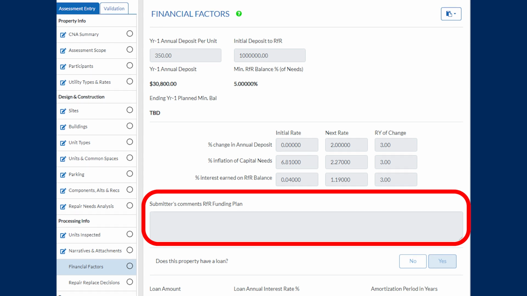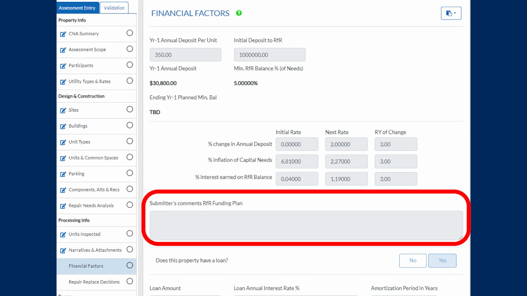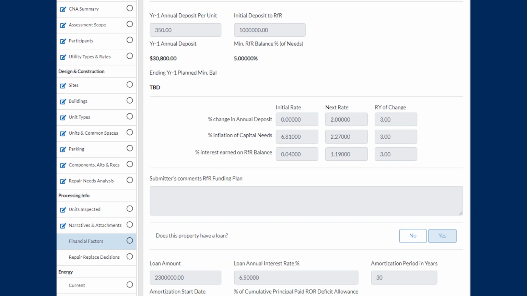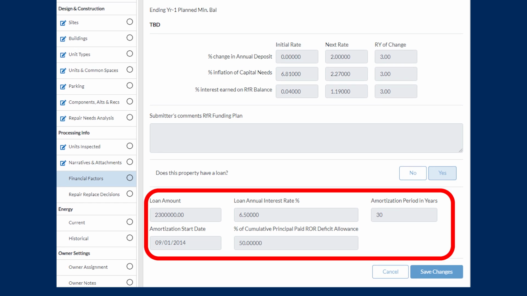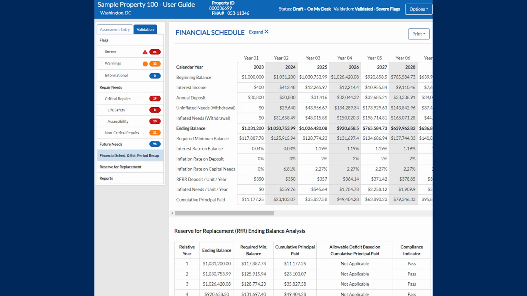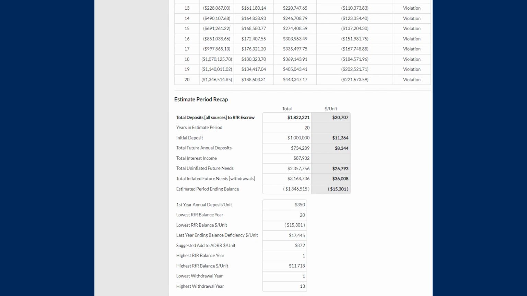You can add any comments about the IDRR, ADRR, changes in annual deposit, inflation rate, and interest earned on the RFR account in the box provided. In the next section of the Financial Factors screen, enter the loan amount of the property's first mortgage, along with the loan interest rate percentage, the amortization period, and the amortization start date. The cumulative principal paid RFR deficit allowance is set at 50%. The significance of these numbers is shown on the financial schedule and estimate period recap in the Reserve for Replacement ending balance analysis section of the screen.